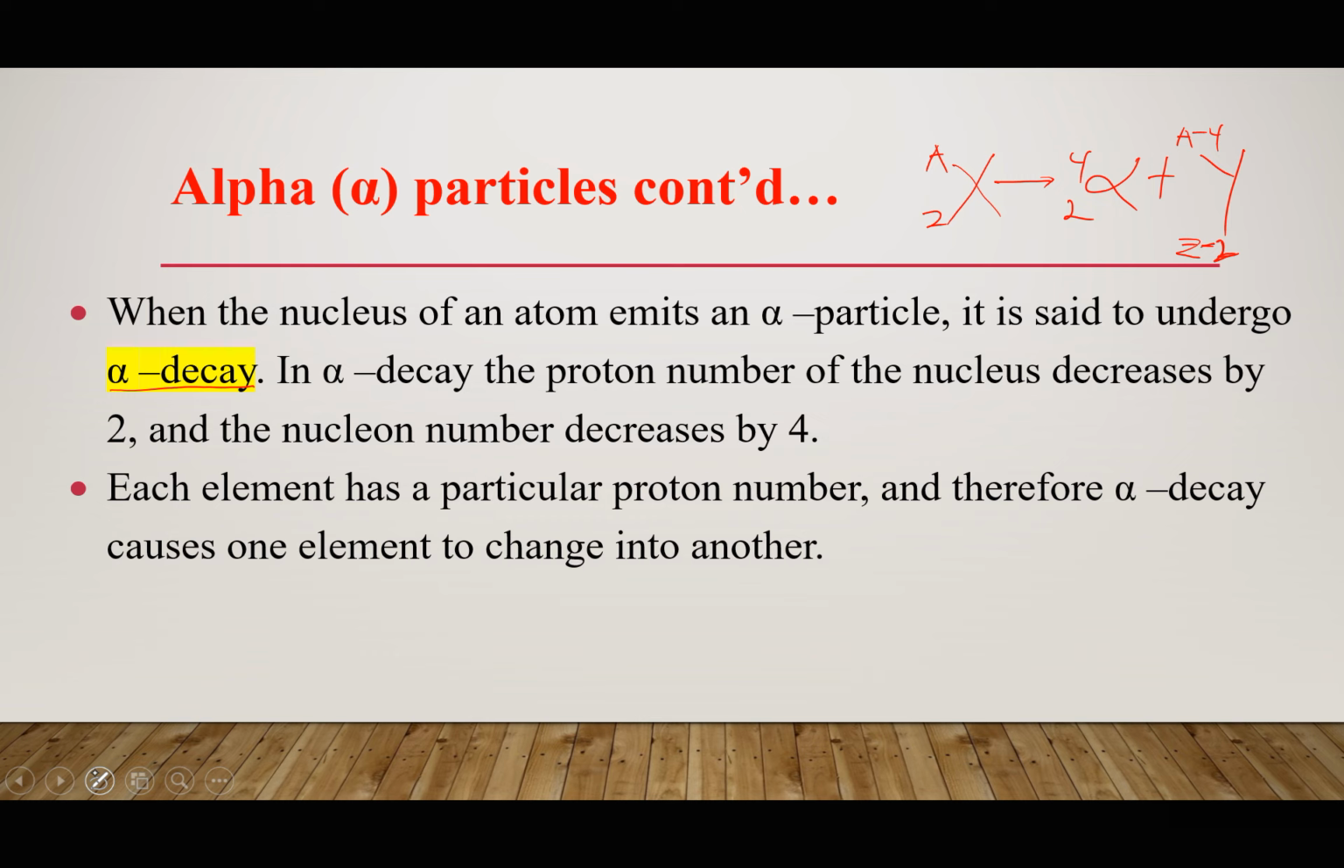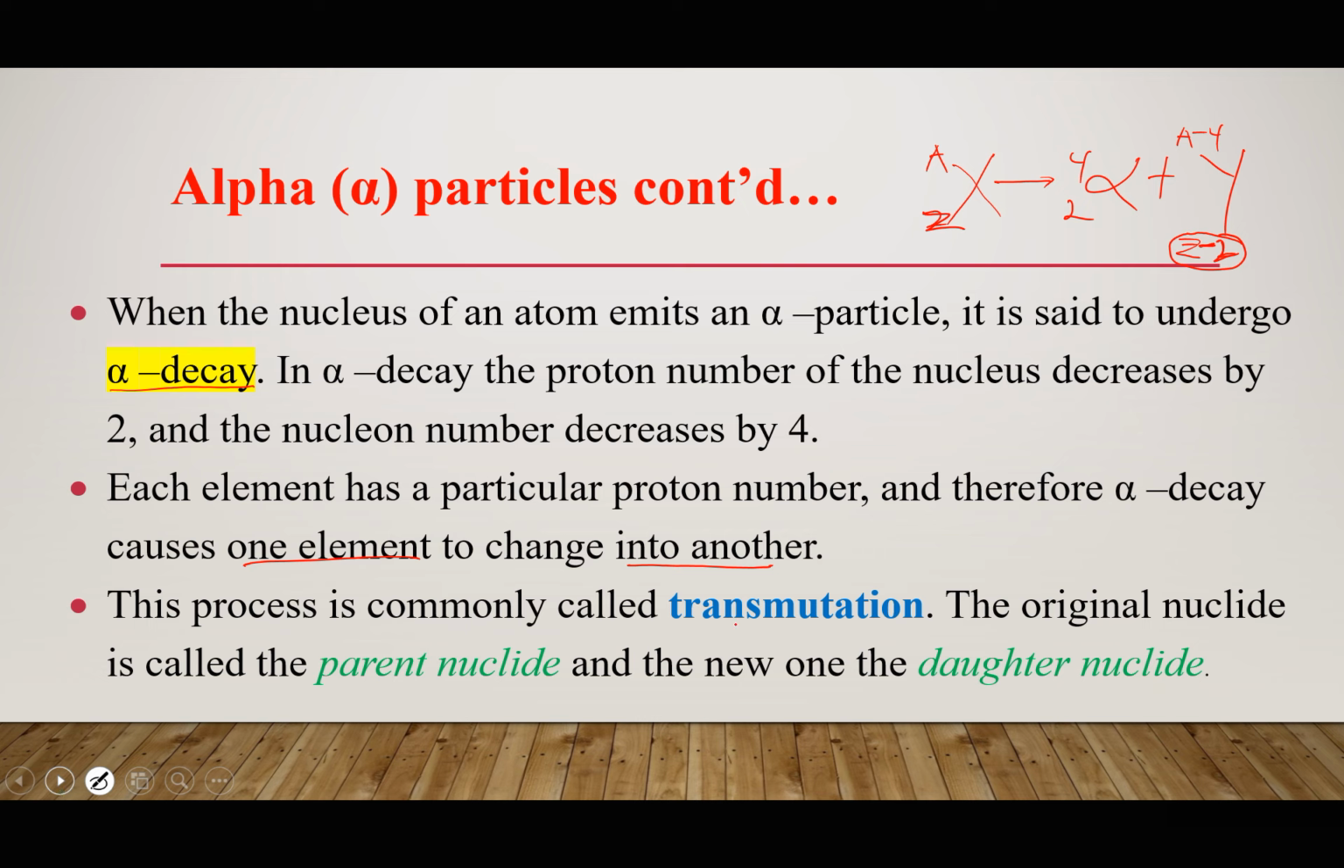Each element has a particular proton number, and therefore alpha decay causes one element to change into another. For example, if this was Z and the new element is Z minus 2 in proton number, the element formed is completely different from the first one, because each element has a particular number of protons. So an alpha decay results in a change of the element completely. This process is scientifically called transmutation. The original nuclide is called the parent nuclide, and it transforms into a new one, which we are going to call the daughter nuclide later on. The parent nuclide and daughter nuclide do not behave the same way because they have different numbers of protons. That is what happens with an alpha particle.